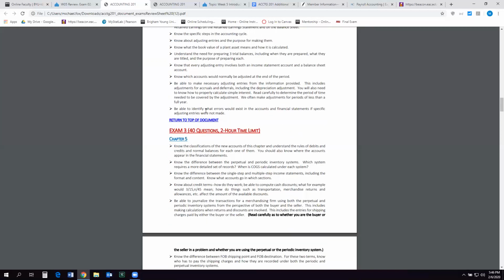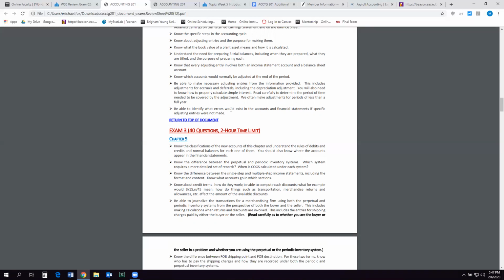And then the final one is be able to identify what errors would exist in the accounts and financial statements if specific adjusting entries were not made. So think of a question where it's going to say, here's an adjusting entry. If this weren't made, is the net income going to be overstated or understated? And that whole overstated, understated thing often confuses people. Overstated just means there's more there. We're stating more than what there really is. And understated means the opposite. We're stating less than what there really is.